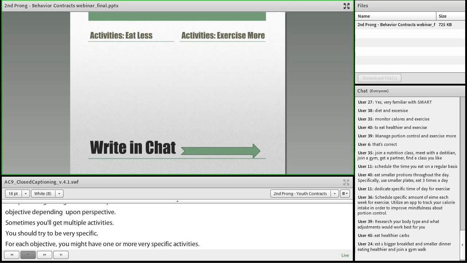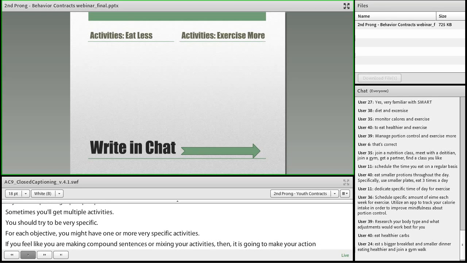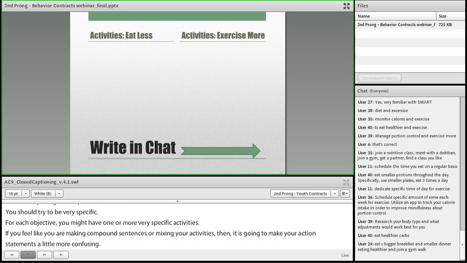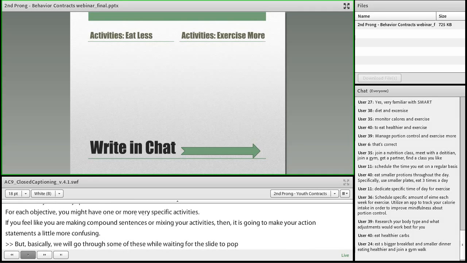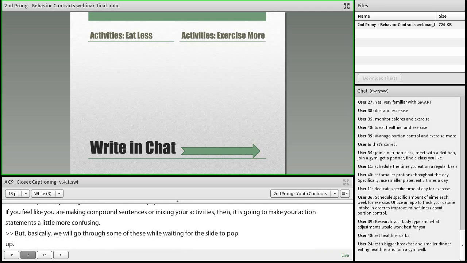But basically, we'll go through some of these, and while waiting for the slide to pop up. So if you're going to eat less, we'll start with that one. Someone said join a nutrition class, and that might be an activity that helps you understand that you can eat less because you're going to eat better. So that would be a tremendous activity for that one. Meet with a dietitian.